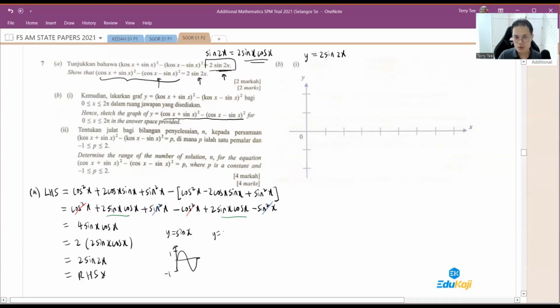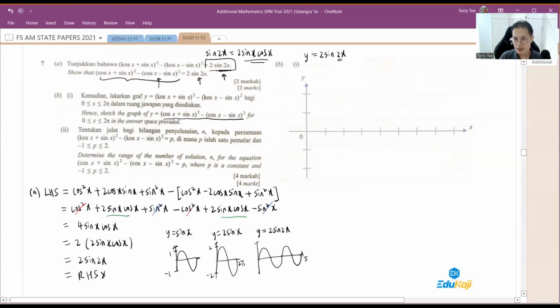The moment you have a 2 in front, meaning you stretch it up by 2, your maximum is 2, minimum is -2. And what does the 2x here represent? There are two ways to think of it. Number one, we think in terms of the number of complete cycles from 0 to 2 pi. When you draw a simple sine x, we draw one complete cycle. One complete cycle has 4 quadrants: up, down, down, up. But the moment you have 2 sine 2x, we're going to double it, so we draw 1 and 2.